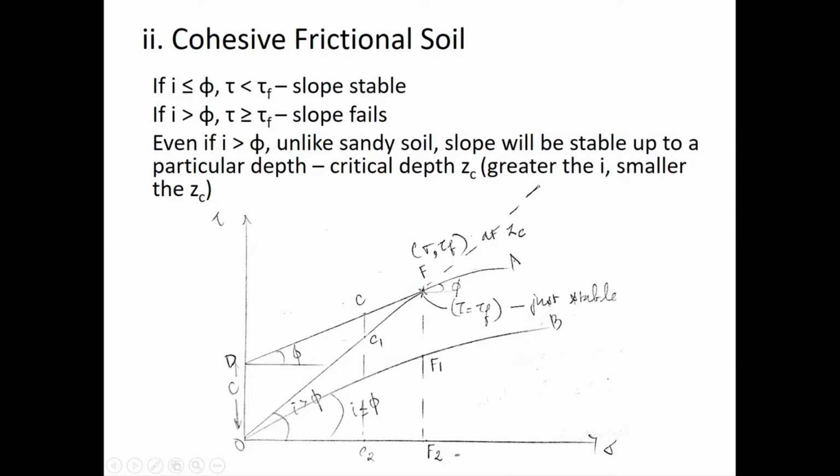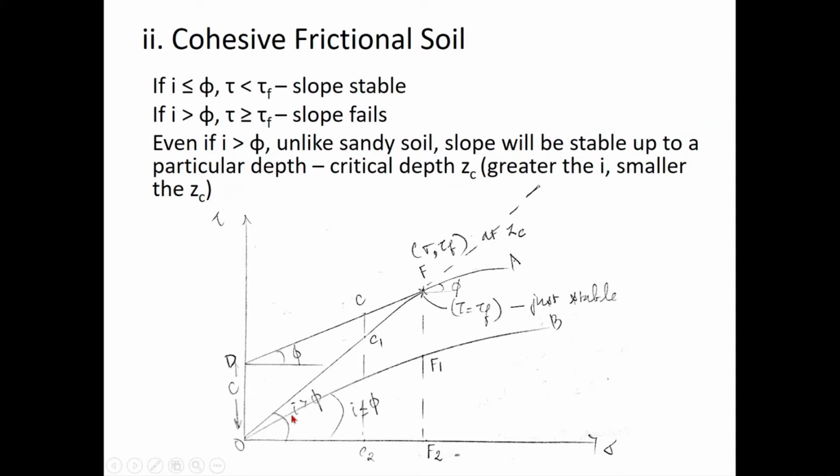Now, you can see here the slope is inclined at an angle i. This represents the system of these two lines, OB and OF. The line DA represents my Mohr-Coulomb strength envelope. Line OB and line OF represent different slopes inclined at angles i. So let us look at line OB now.